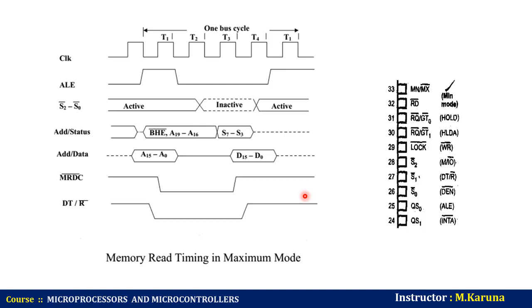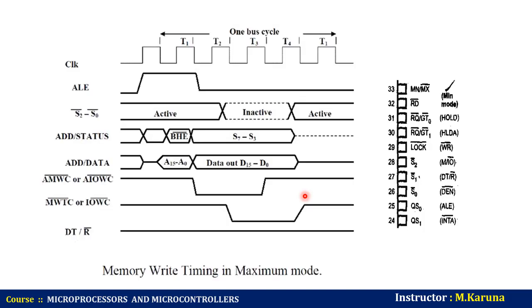Coming to the write operation, all signals are the same: address status bus, address data bus, these are the status signals to generate the control signals for memory write, memory read, IO write signals. What is special here is the advanced memory write command and advanced IO write command. These are the normal commands, memory write command, IO write command. These two are active low signals, as indicated here as a low signal.